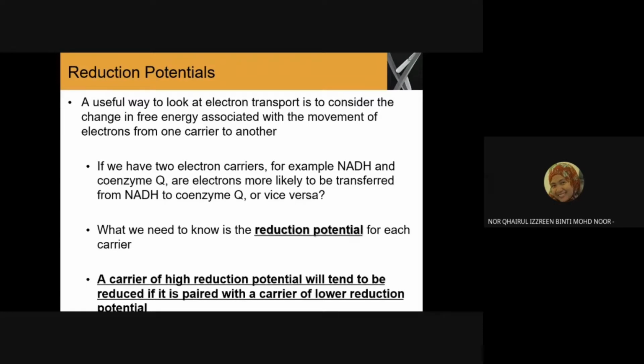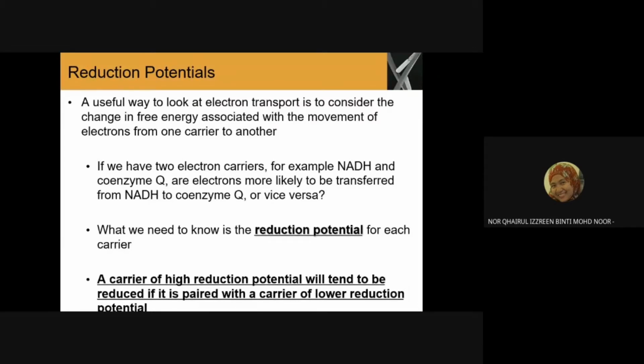If we have two electron carriers, for example NADH and coenzyme Q. In case you haven't noticed, NADH is an electron carrier. Why? Because remember in glycolysis and the TCA cycle, NAD plus H plus is converted to produce NADH. When it accepts a hydrogen ion, it also accepts an electron.